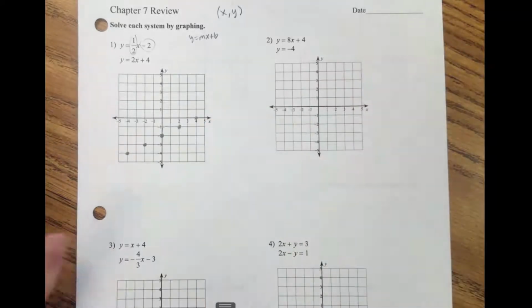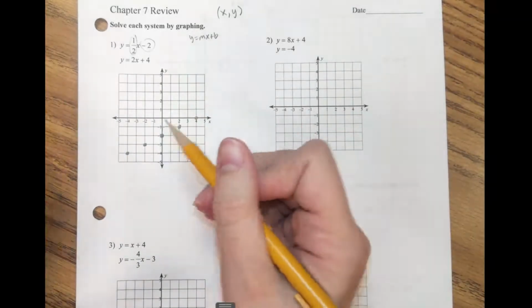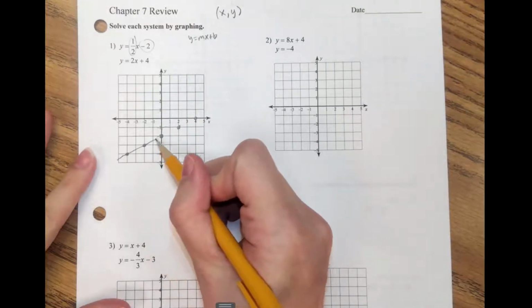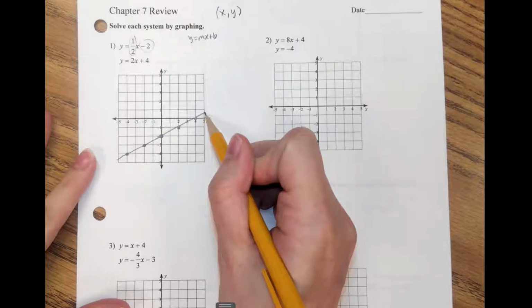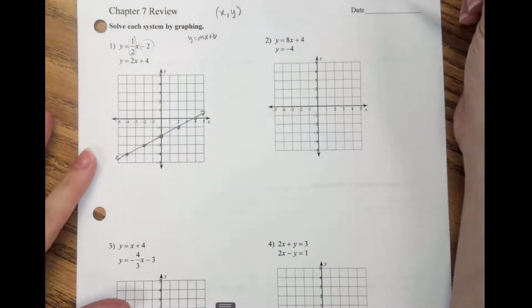Now, this isn't normally required when we graph a line, to make a whole bunch of points, but when we're solving a system by graphing, the more points we have on this first line, the easier it will be to tell where the lines meet. It also makes it easier to draw a straight line, so there's that advantage as well.